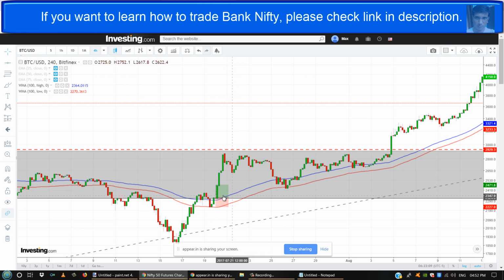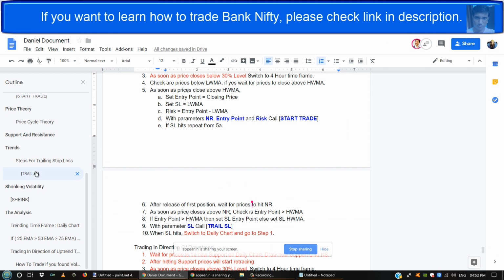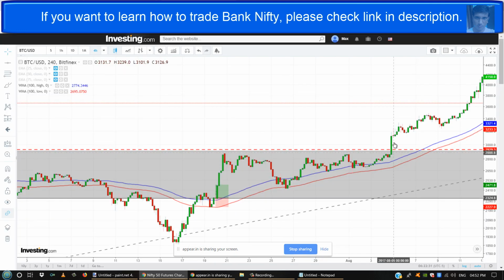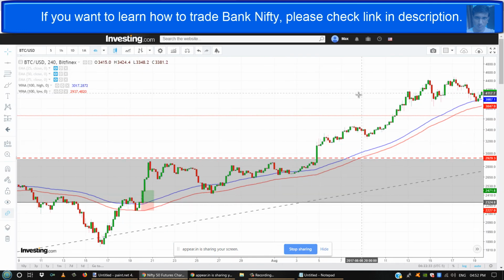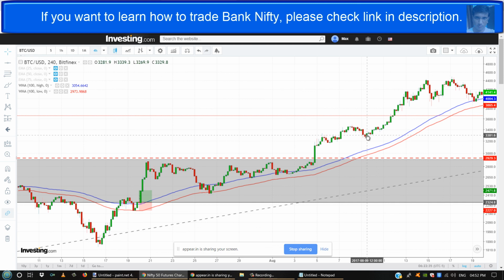Now here, NR breaks. On break of NR we trail the SL, as after the break we want a new resistance on this line. And we keep moving the stop loss. So this is our new resistance, right?